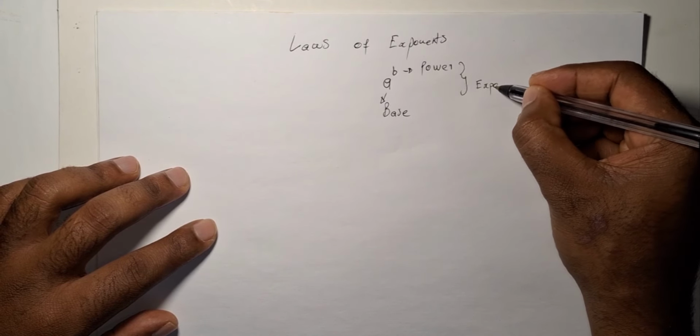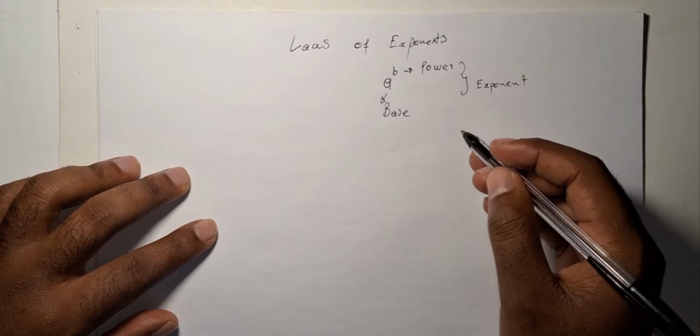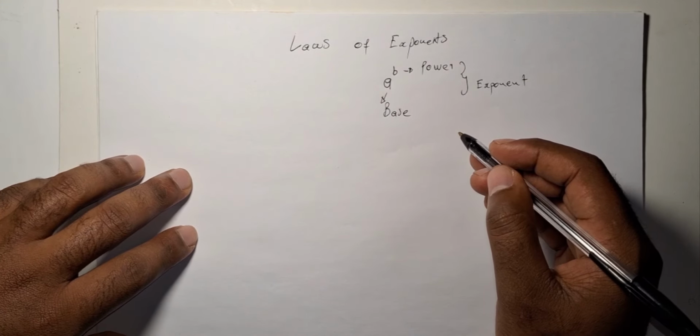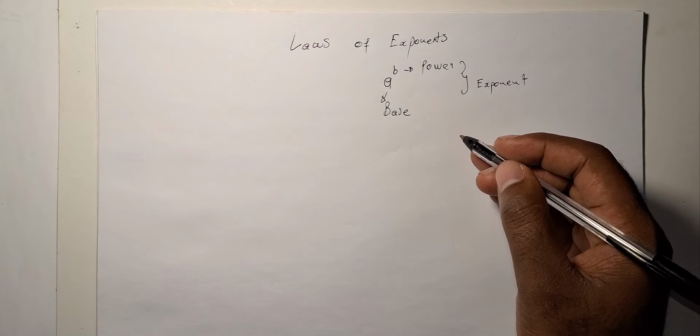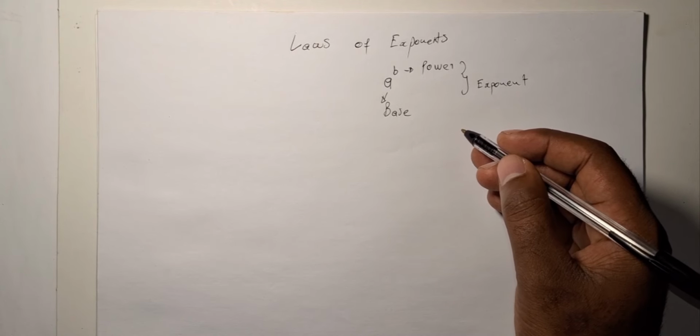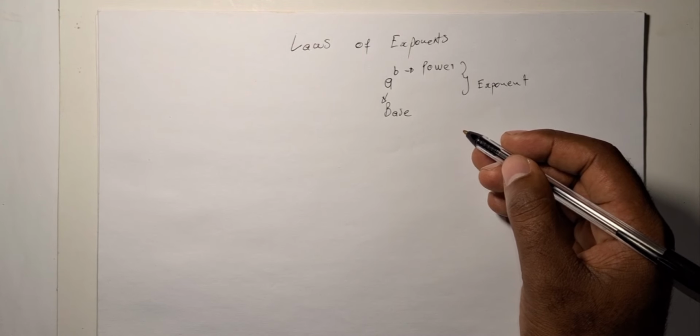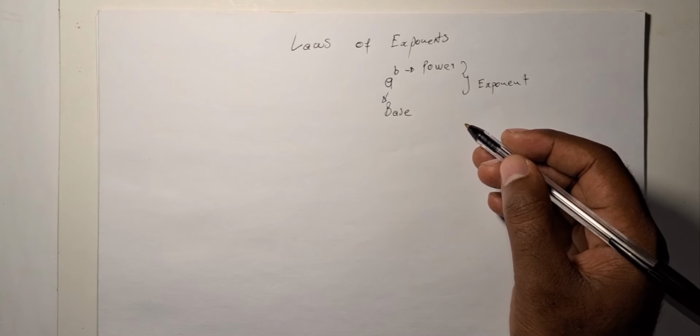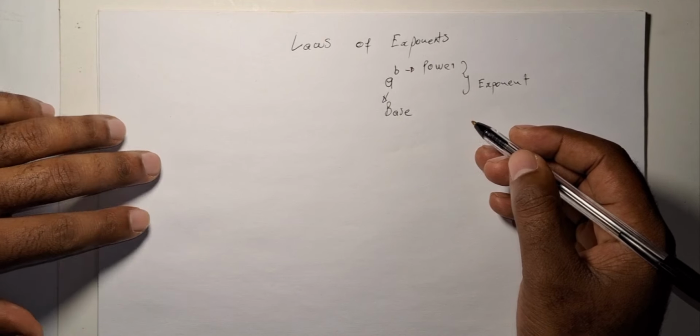Together they form what we call an exponent. I hope you understand that part. So the whole thing, A raised to B, all of it, that's what we call an exponent. But A is a base and B is a power. I hope that is clear enough.